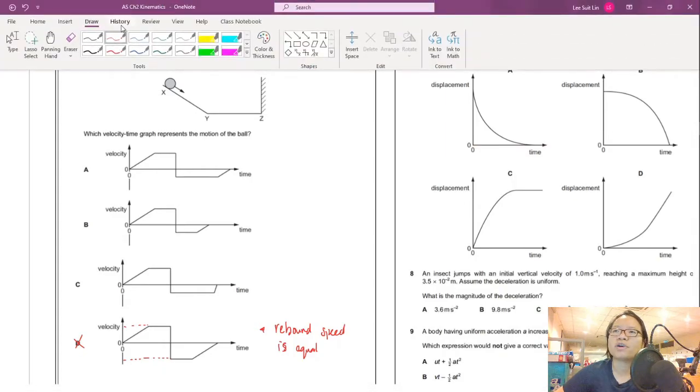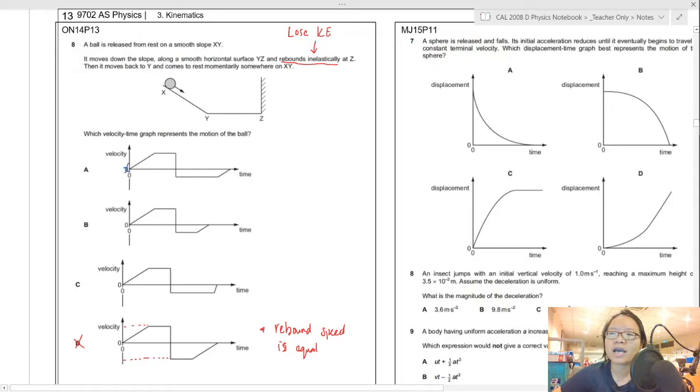Because if you look at this graph, here is X, here is Y, here is Z, and by right, this is the same Z because you hit the wall at Z, and then this is Y. So if you look at the YZ in front and the ZY at the back, it cannot have the same time. Why? Because the speed is not the same. So for this one, the time taken to travel from Y to Z cannot be equal to the time taken to travel from Z to Y. So B is wrong now.